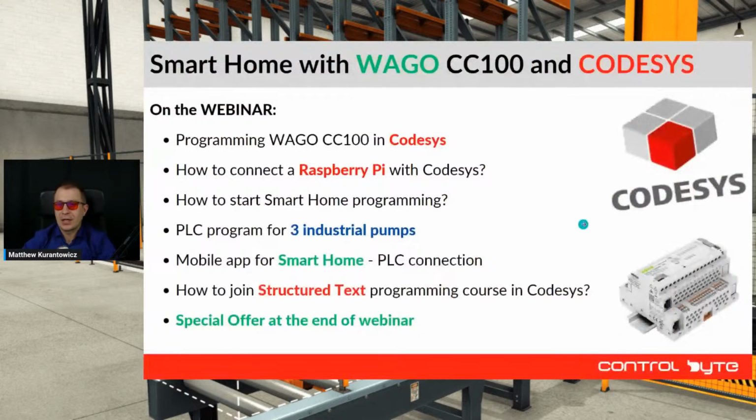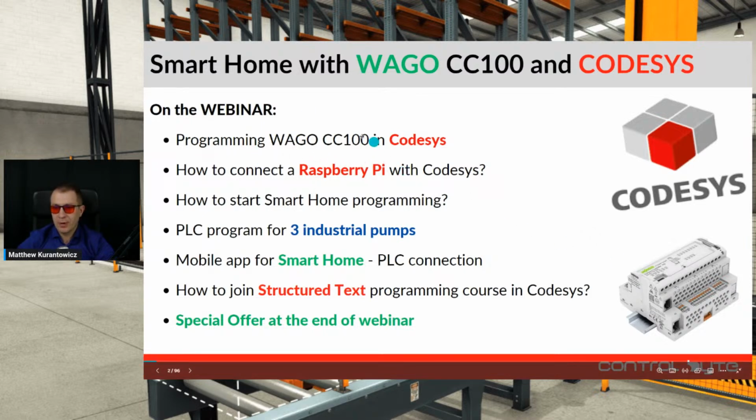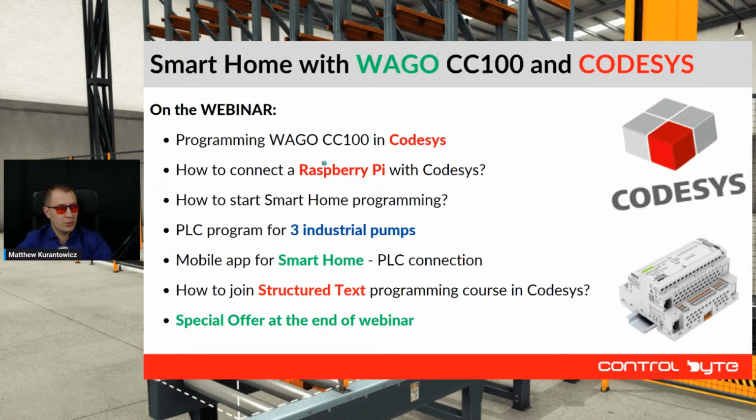Okay, let's get started. So, smart home with WAGO CC100 and CODESYS. So I will show you what is CODESYS. This is a free software where you can start programming PLCs. I will show you how to start programming with WAGO and how to connect also Raspberry Pi. This is a small microcontroller. You can also program that device in CODESYS. And I will show you a concept how to start smart home programming.